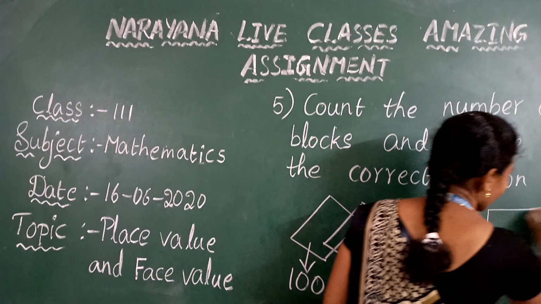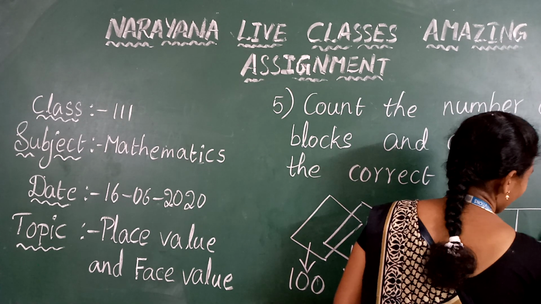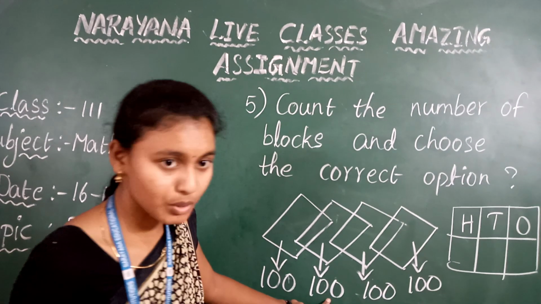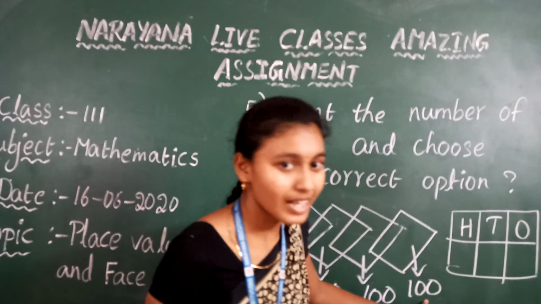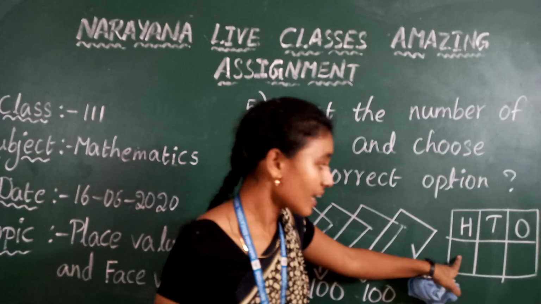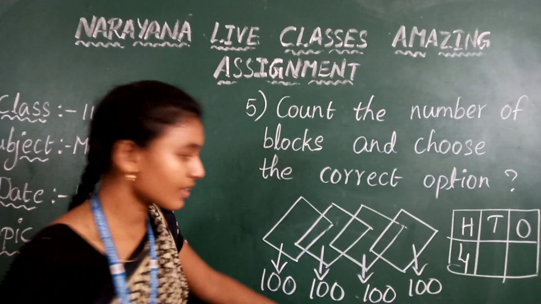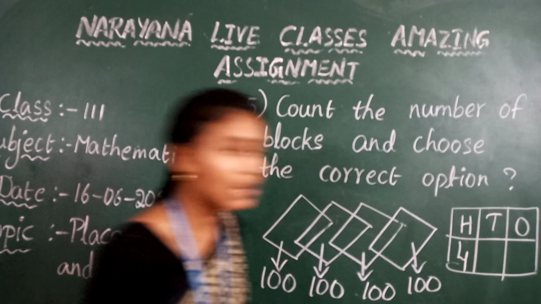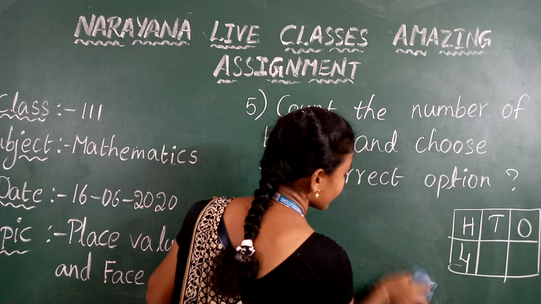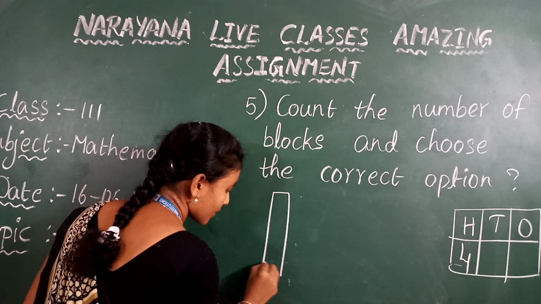So here one box is also given, no? Ones, tens and hundreds. So 100 plus 100 is equal to 200, 300, 400. So here we have to write the hundreds digit. 400, no? So 4. So the hundreds digit is 4. And after that some rods were also given, no?